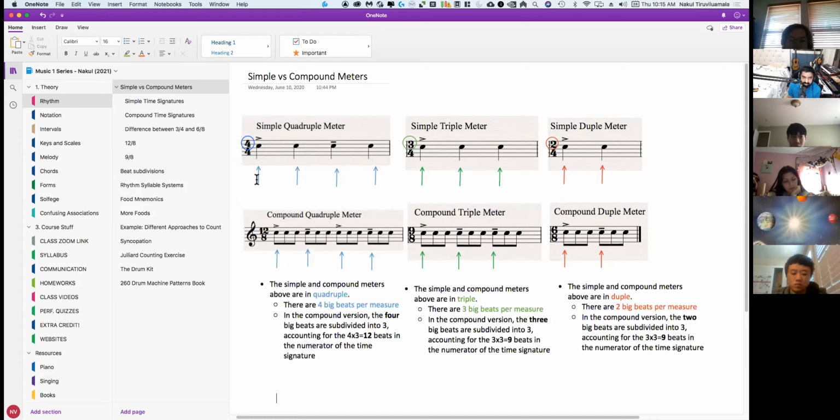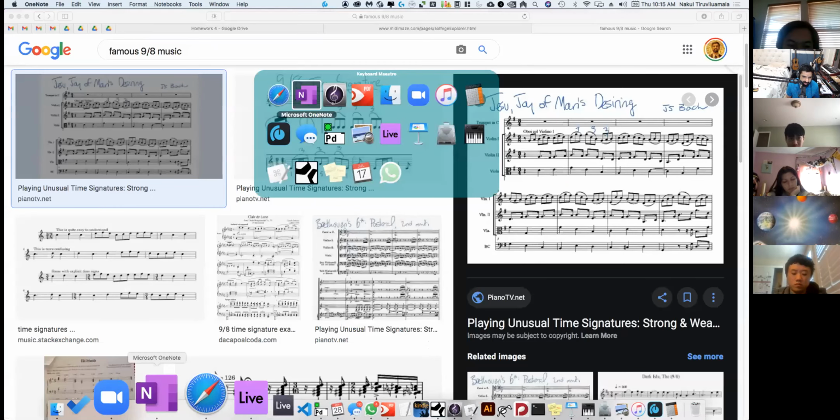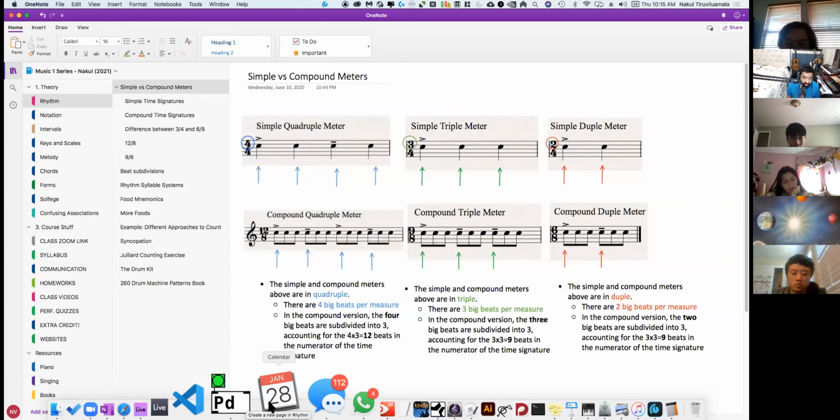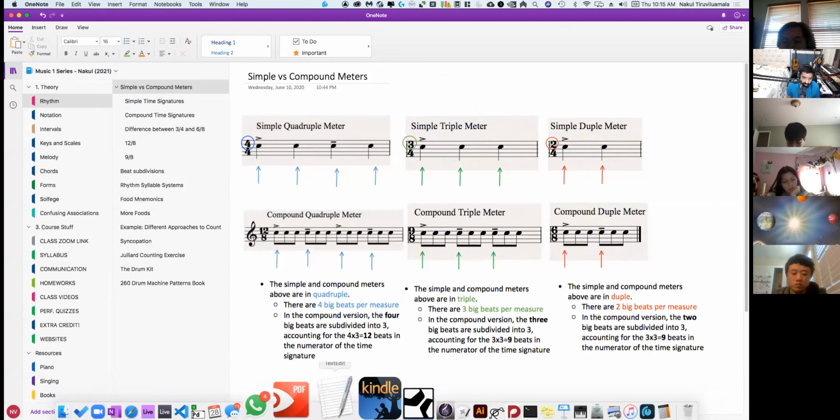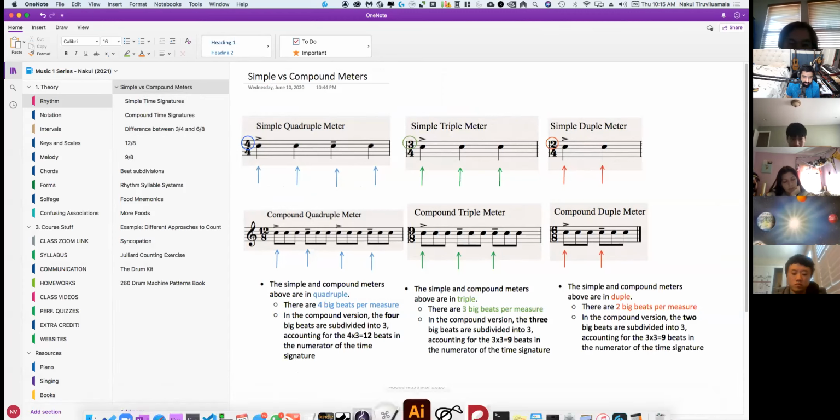There are no meters where we multiply by 5 or multiply by 6. You do actually find such things in more advanced music, but these are the ones that are more standardized and that you'll find canonically in the music that you study. Simple versus compound, quadruple, triple, duple. We'll talk more about this, but we do have other stuff to talk about. But I want to talk about 6/8 versus 3/4 in a second.